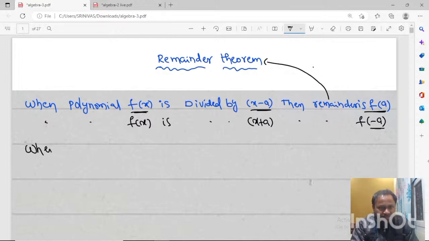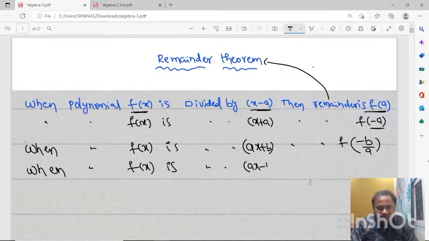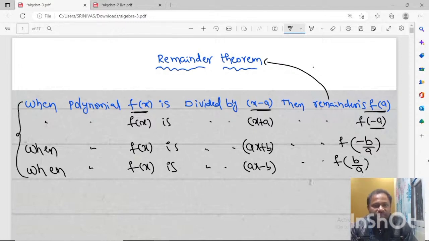Same, when the polynomial f of x is divided by ax plus b, then what will be the remainder? F of minus b by a will be the remainder. When a polynomial f of x is divided by ax minus b, what will be the remainder? The remainder will be f of b by a. So these are all the conditions in remainder theorem. When the polynomial is divided by x minus a, f of a will be the remainder, meaning x is equal to a, we need to substitute in this.